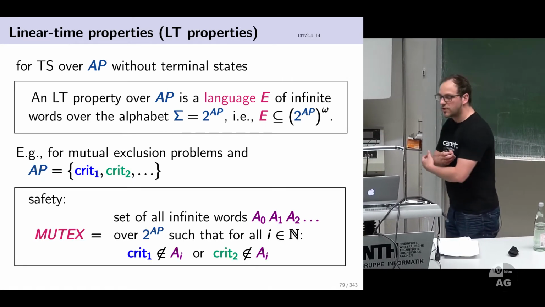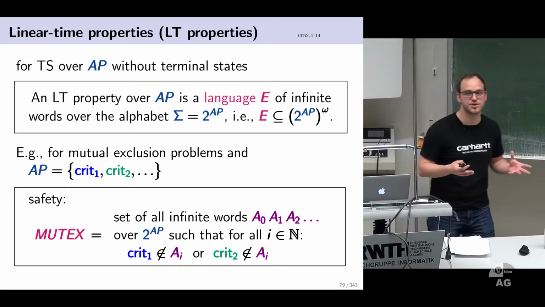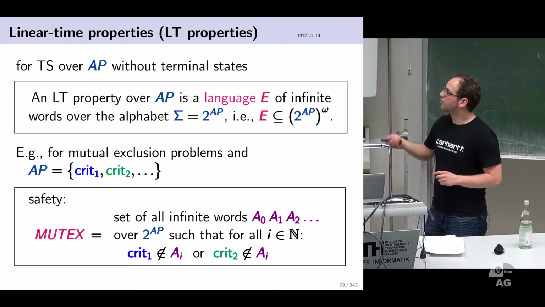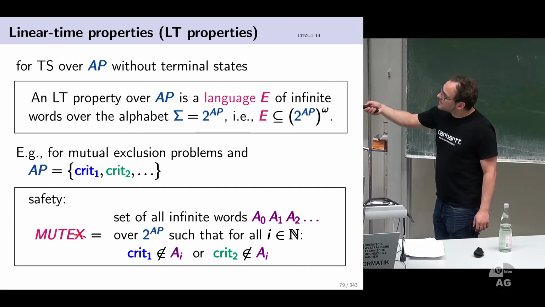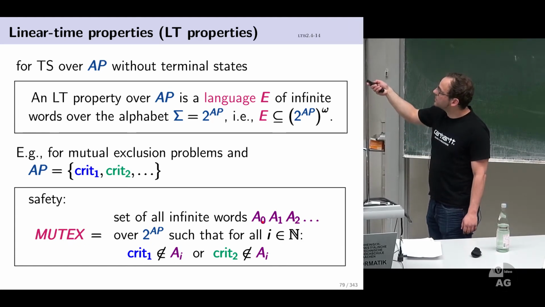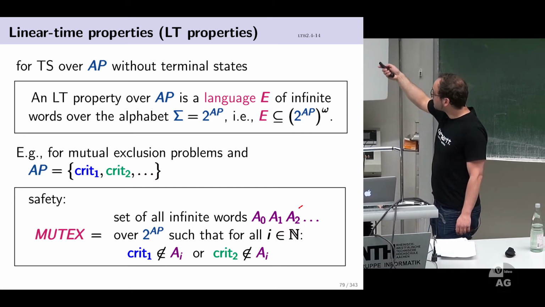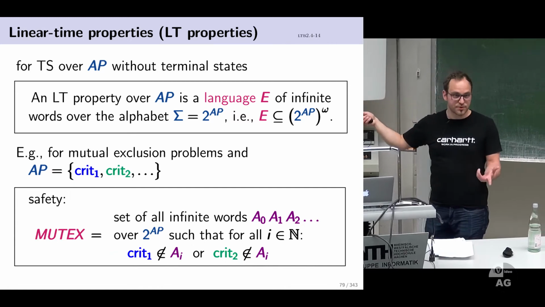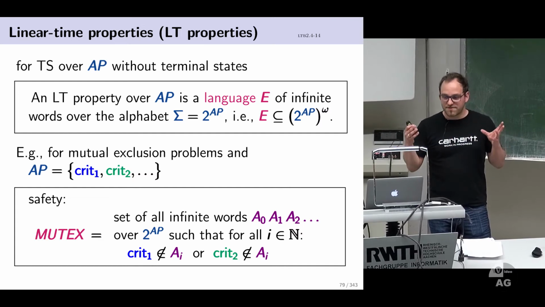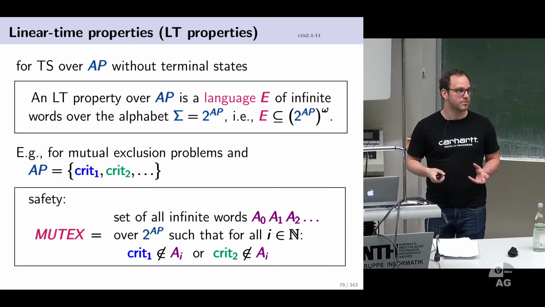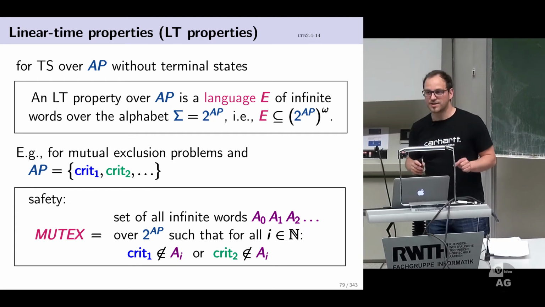Okay, so let's look at an example. Say our set of atomic propositions includes crit 1 and crit 2. So we again are talking about some kind of mutual exclusion algorithm. How can we formalize the property mutex that says mutual exclusion holds? Well, we can say: let this set contain all infinite words of the form A0, A1, and so on, over the power set of atomic propositions, such that for every Ai, either process 1 is not in the critical section or process 2 is not in the critical section. So none of these words contains crit 1 and crit 2 together. No other restrictions apply, but no Ai along this infinite word contains crit 1 and crit 2.